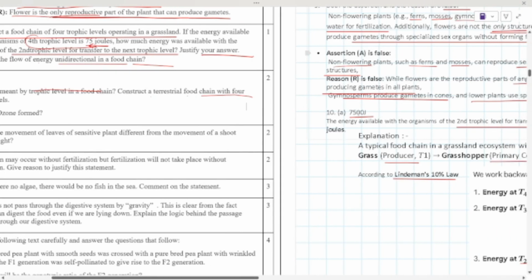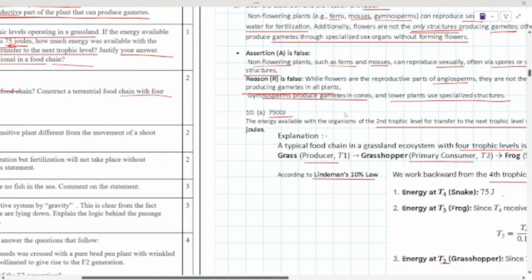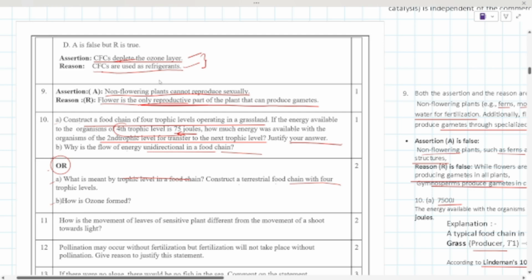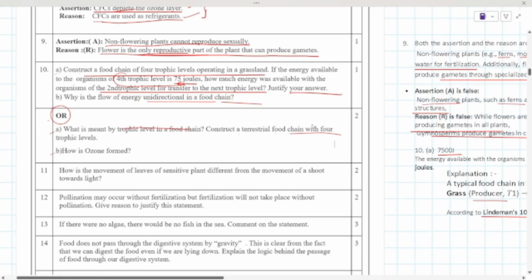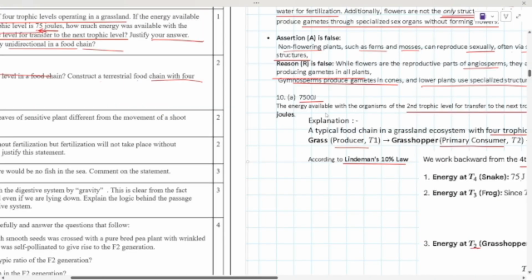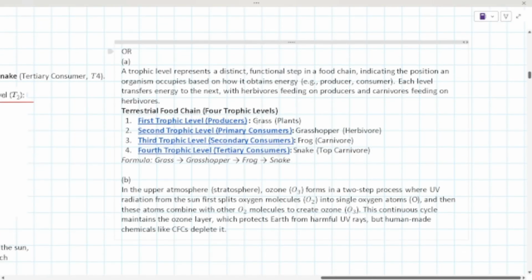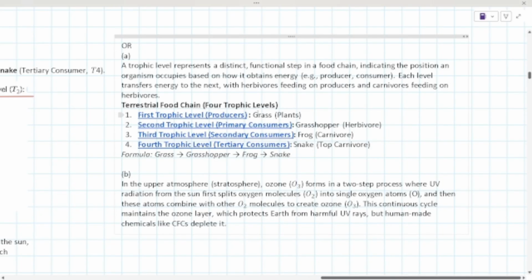Any food chain. You can take any example. So first, grass, grasshopper, frog, snake. Good. Now let's see its explanation, that how we will write it in the exam, so that we will get the full marks.